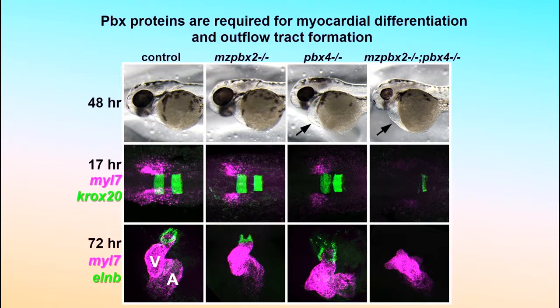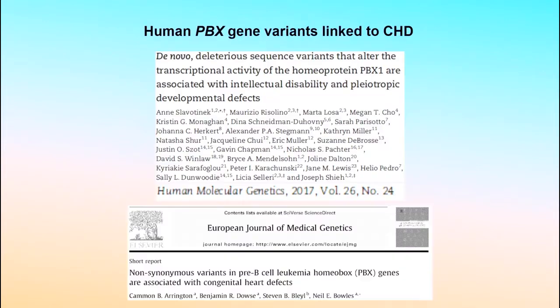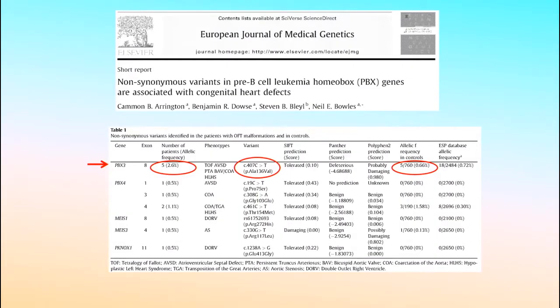And so the question has been, until recently, there has been little evidence that these Pbx factors have played a role in congenital heart defects in humans. Except there are a couple of papers recently. Work from Ann Slavatnik identified variants in the Pbx1 gene in patients that had heart defects. These patients also showed other developmental abnormalities. And then this group showed that in a set of patients that had isolated heart defects, they showed different variants in different Pbx genes.